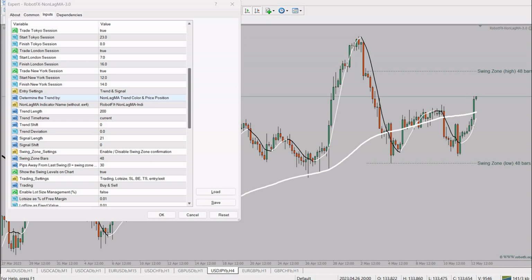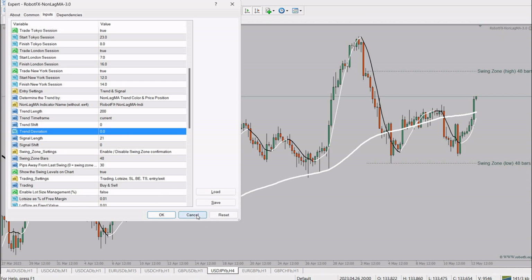I have talked about this before. I will try not to repeat myself. So you can determine the trend based on the trend indicator color, price position of both of them, or just disable the trend indicator. The trend can also be determined on the current time frame, which is my favorite trading style, or a higher time frame depending on the trader's preferences. So enter the time frame right here. And then we have the trend shift and the trend deviation that the trend indicator is using.